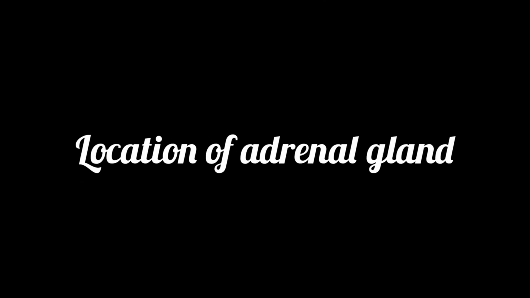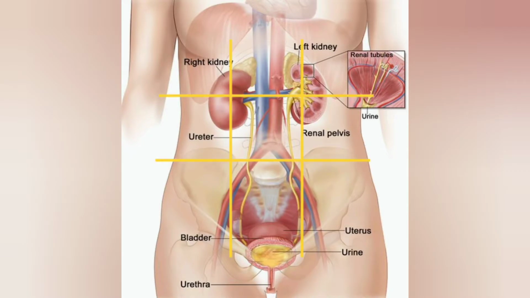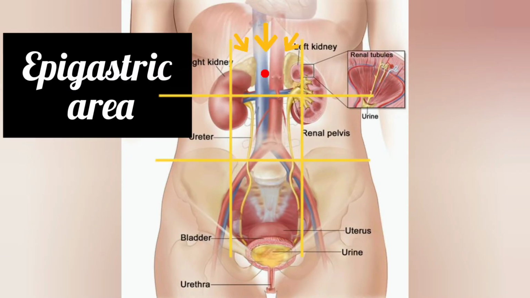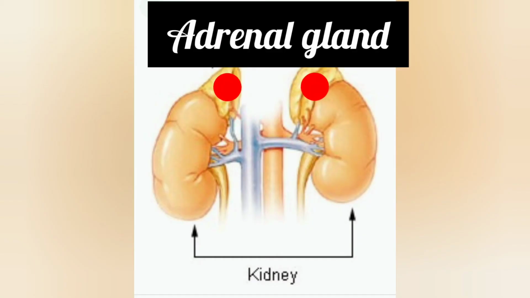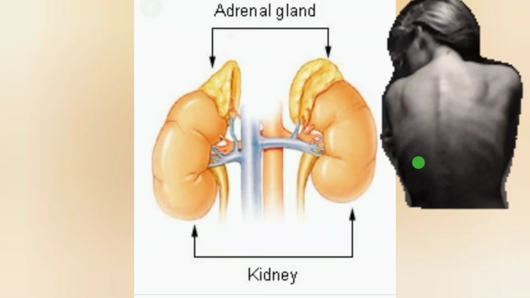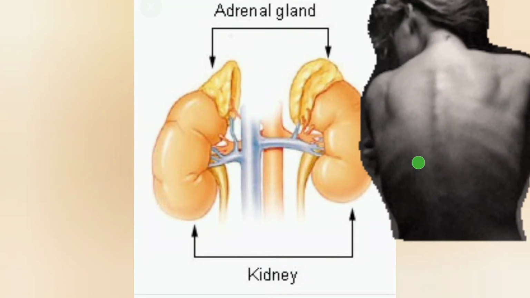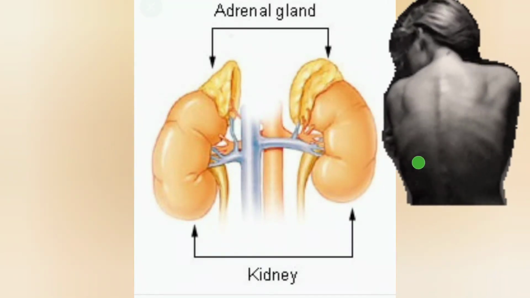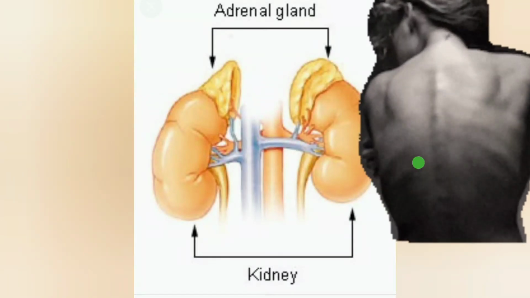Now we will look into the exact location of adrenal gland. It occupies the epigastric area of the abdomen and it lies on the upper pole of the kidney, and it lies opposite to the vertebral end of the 11th intercostal space and the 12th rib.